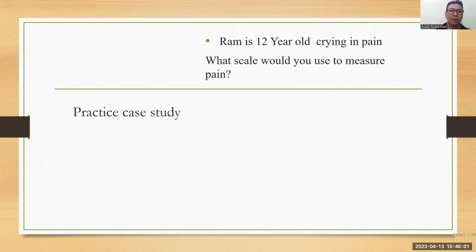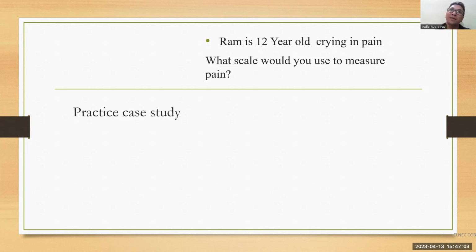Yes. Wong-Baker scale. Okay. Any other? NPIS. Okay. Why NPIS? That is for the 3 to 5, no? NIPS, not NPIS, okay. NIPS is for 0 to 1 year. And FLACC, FLACC was for 1 to 3 to 5 years. Next, numerical rating scale and Wong-Baker scale.